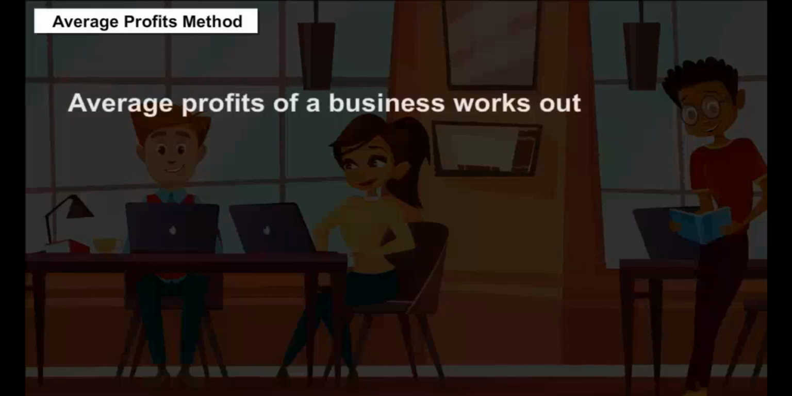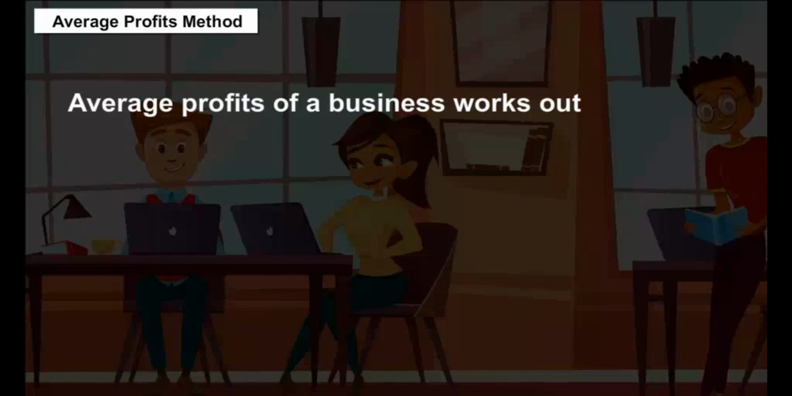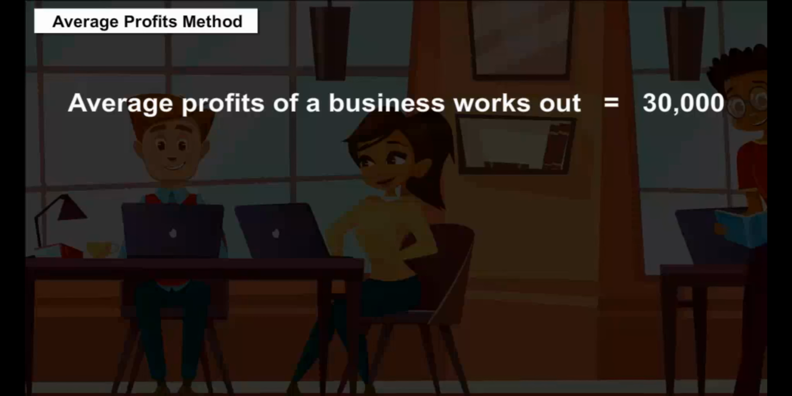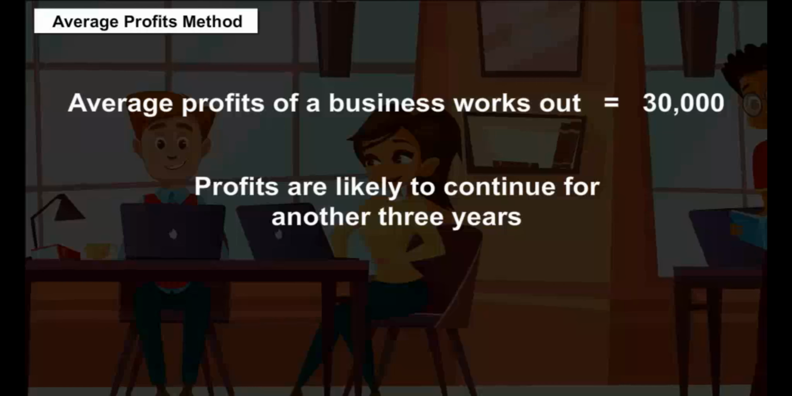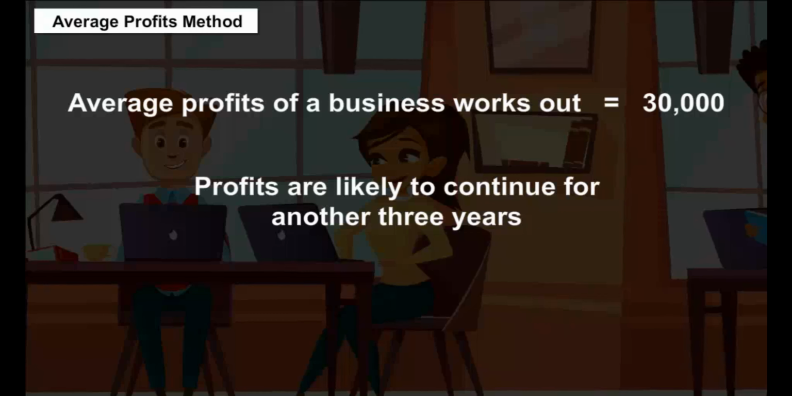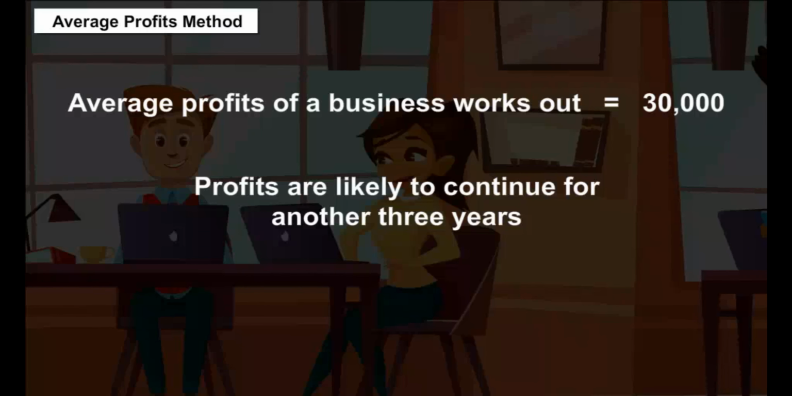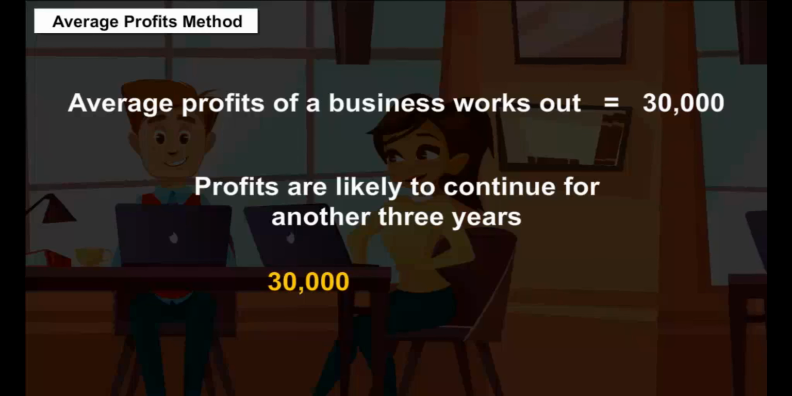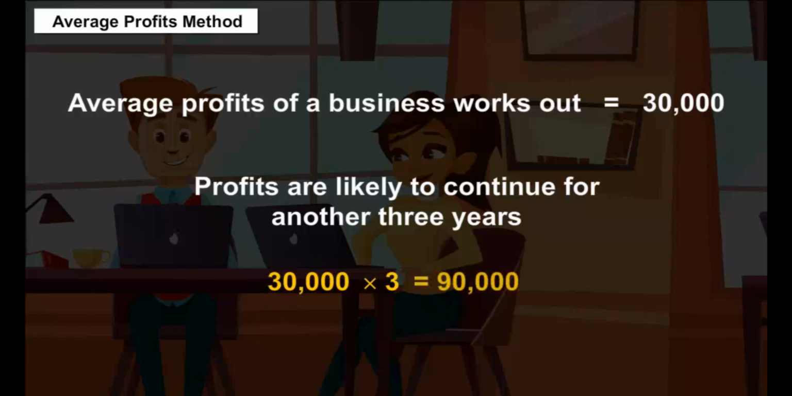For example, if the past average profits of a business work out at Rs 30,000 and it is expected that such profits are likely to continue for another 3 years, the value of goodwill will be Rs 90,000. Rs 30,000 multiplied by 3.